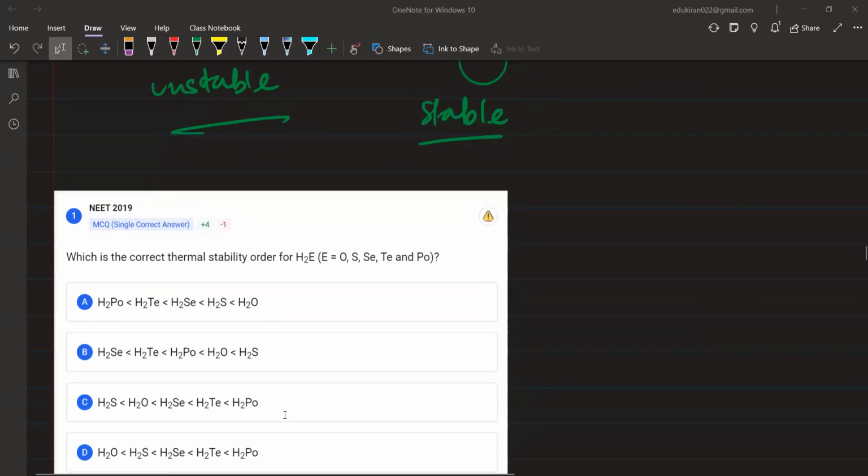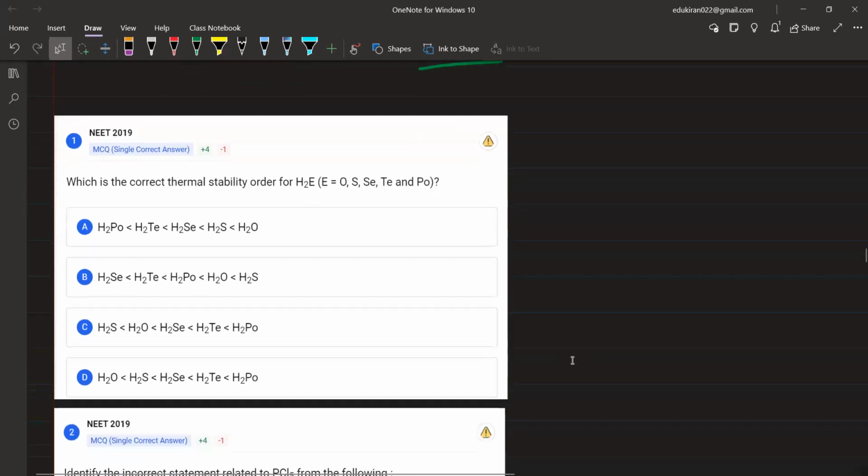Thermal stability of hydrides. आसानी से कौन सा बॉन्ड टूट जाएगा बताइए आप? Which bond can be broken easily? Yes, Alan, correct. Very good. How are you going to look at the bond strength?